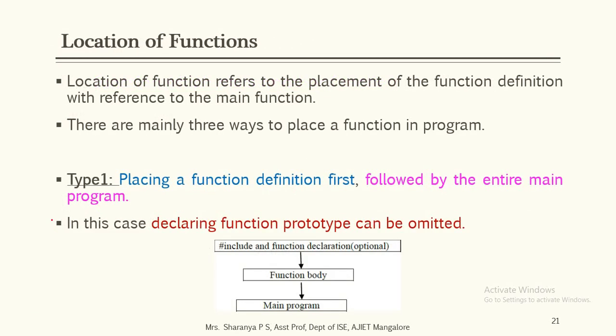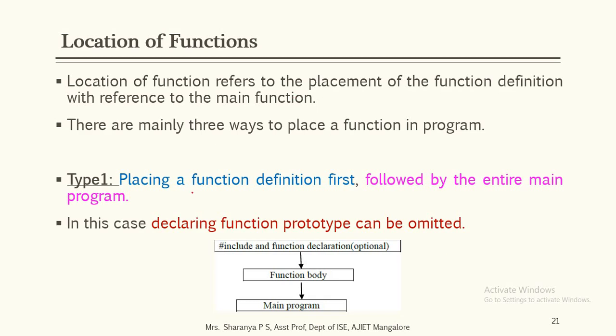Now we'll see where and all we can use the function definition in the program. That is what we refer to as the location of the function. That is nothing but the placement of the function definition with reference to the main function. Three ways we can write functions in a program, by mentioning the function definition in three different places.